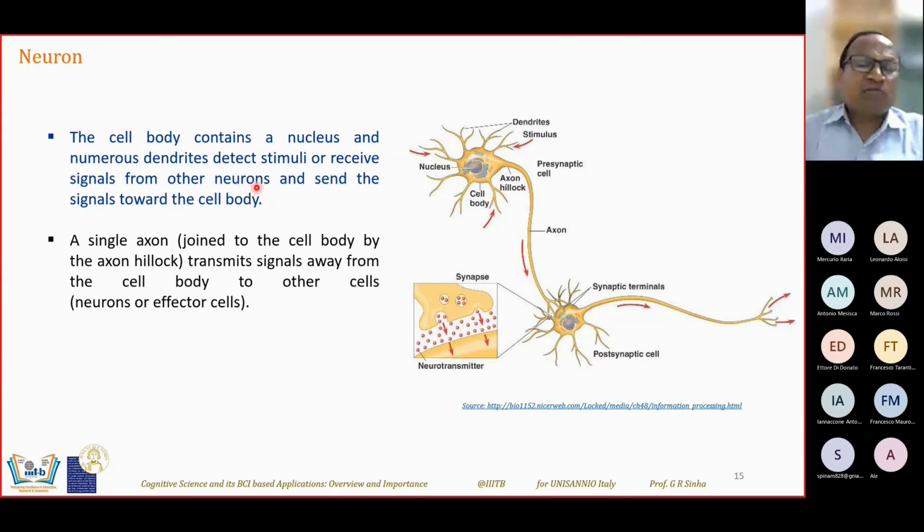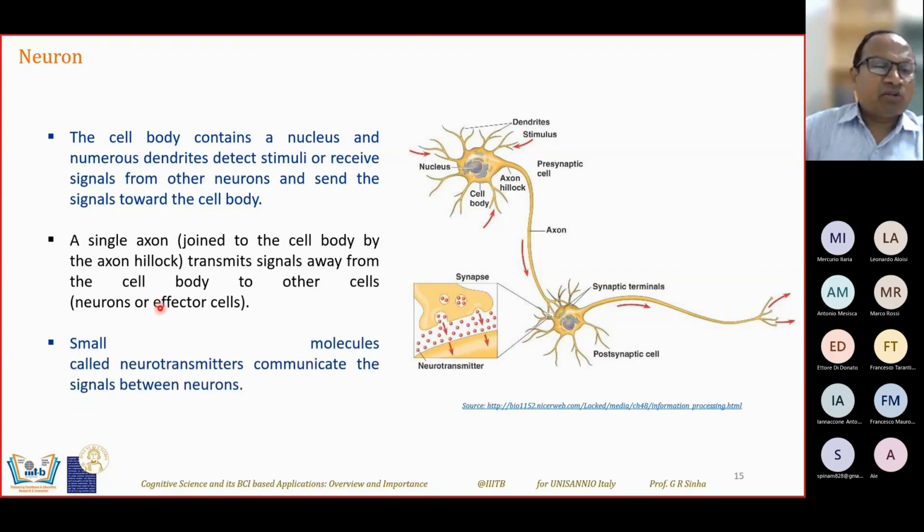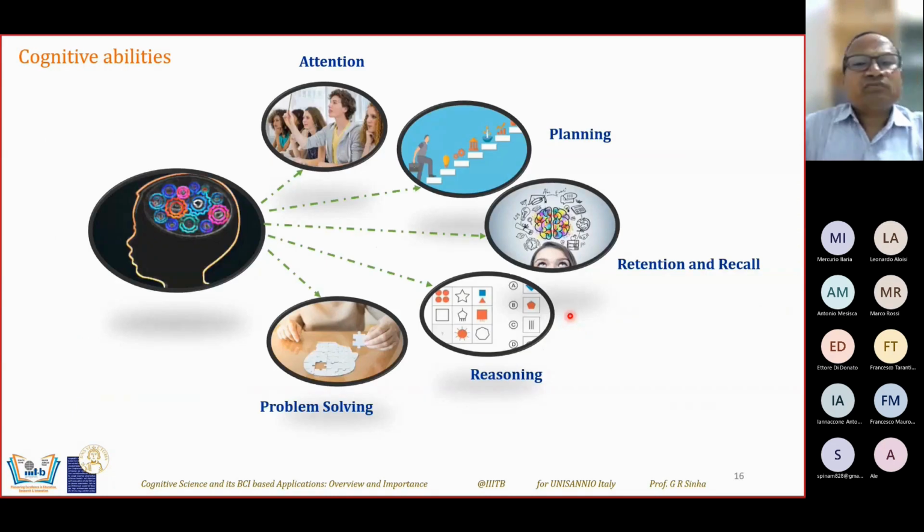It's not absolutely incorrect, what I told you. It is received from other neurons and sends the signals toward the cell body. A single axon is joined to the cell body at the axon hillock. Yes, this is the axon hillock. The axon carries the signal away from the cell body to other cells, neurons, or effector cells. So this is one brief description of the neuron. Small molecules called neurotransmitters are used to communicate the signal between two neurons. I think this is a very interesting diagram.